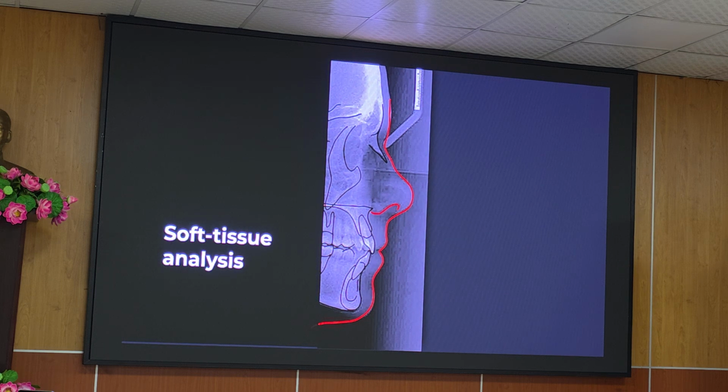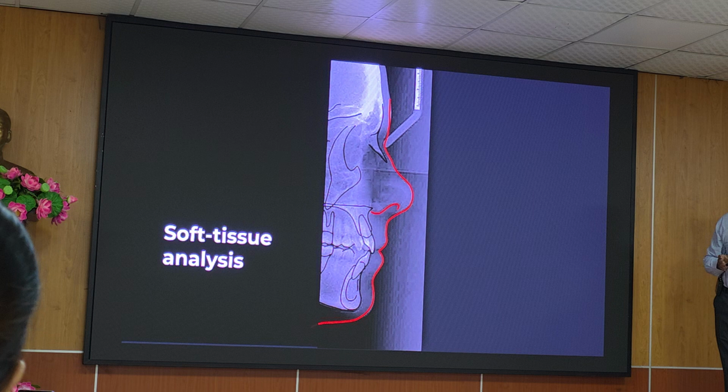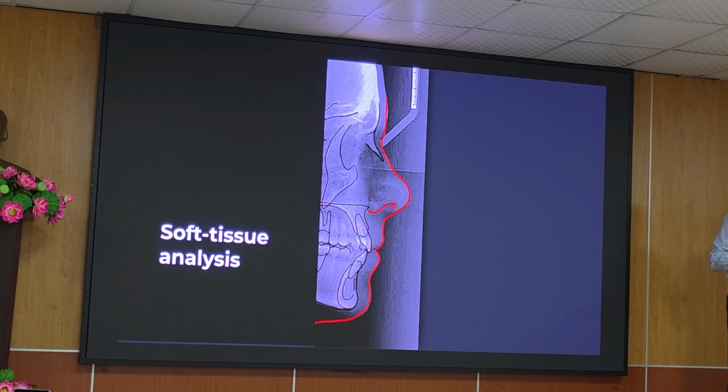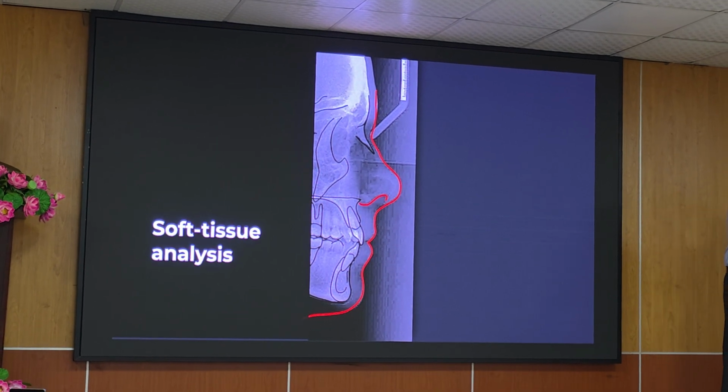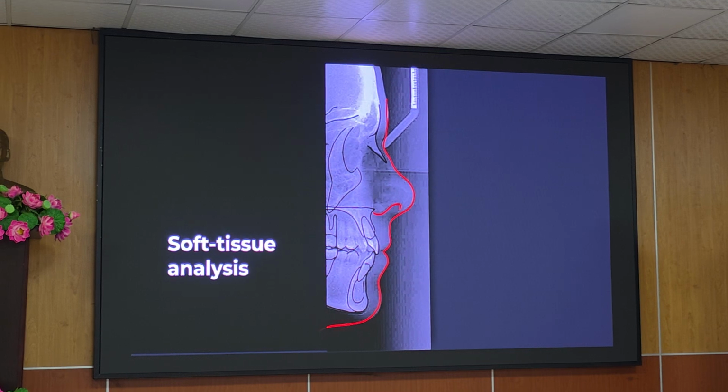Okay, so this is what we have done: the soft tissue tracing, the overall cephalometric tracing, which includes the hard tissues, that is the skeletal elements, the teeth, and also the soft tissues, which is essentially the patient's profile. Dạ, thì đây là một cái hình tracing của một cái vẽ phim tổng thể.